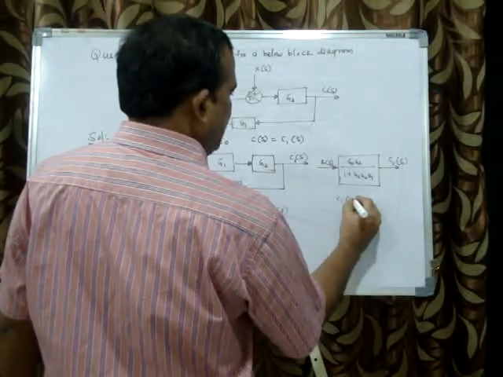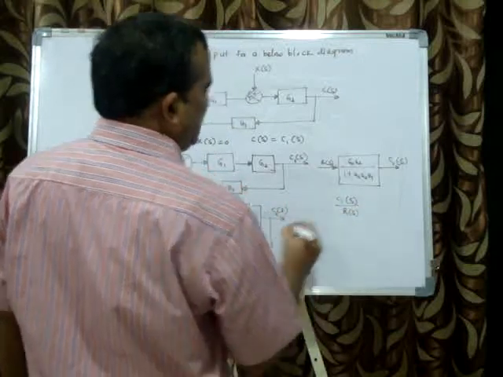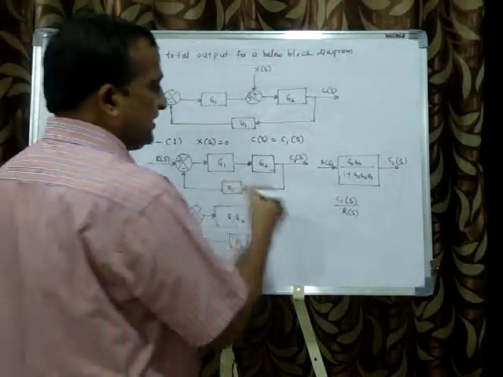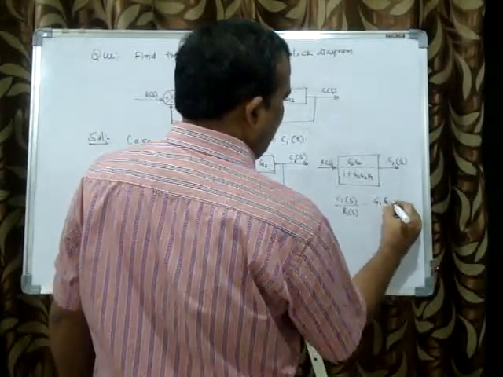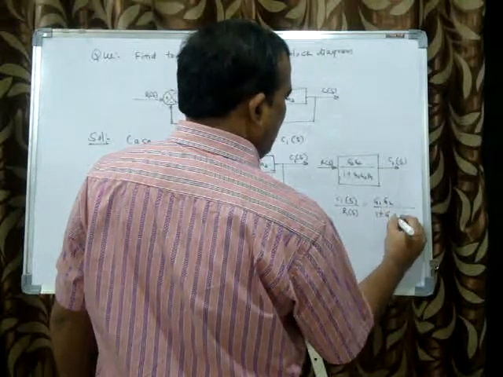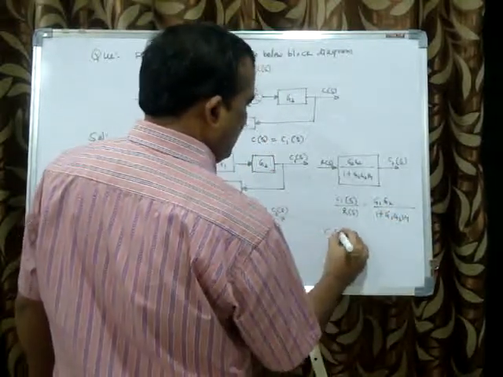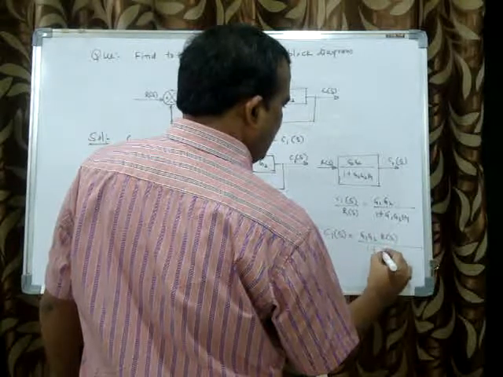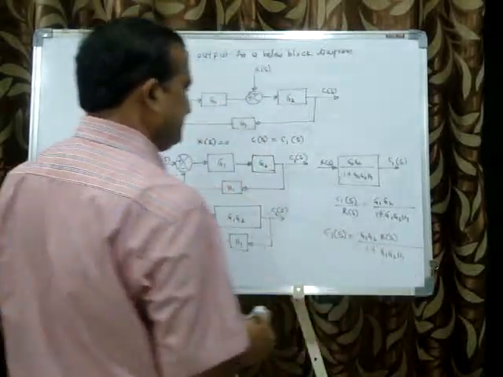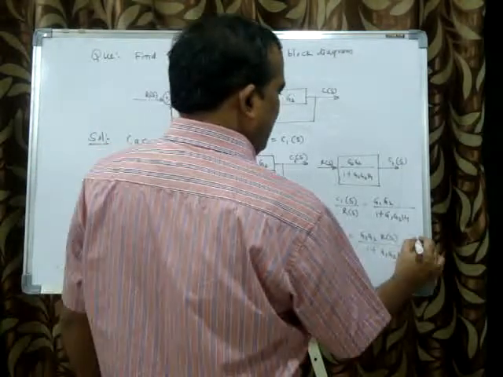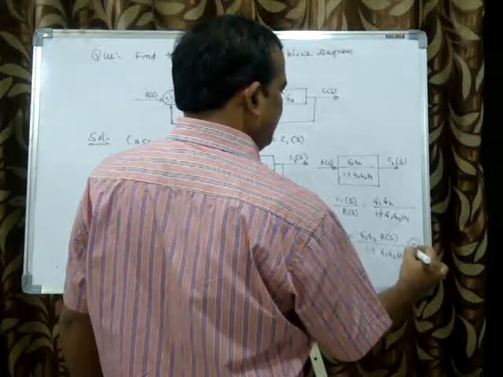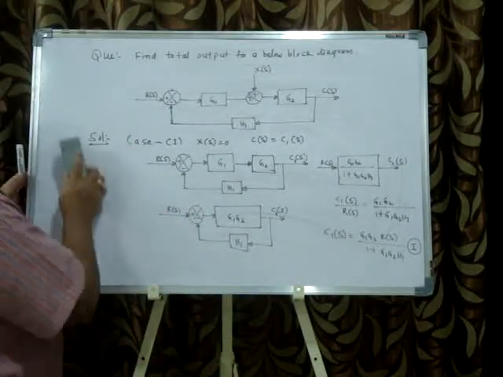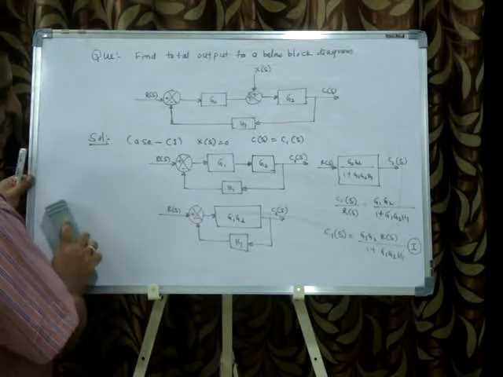Now C1 of s divided by R of s. Sometimes he'll ask C1 of s divided by R of s and C2 of s divided by X of s. He can ask like this, both the transfer functions. That is equal to Z1, Z2 divided by 1 plus Z1, Z2, H1. Suppose first output C1 of s equal to Z1, Z2, R of s divided by 1 plus Z1, Z2, H1. So this is equation number 1. So this is case 1.